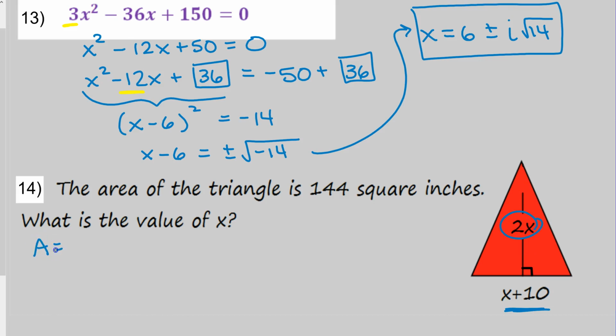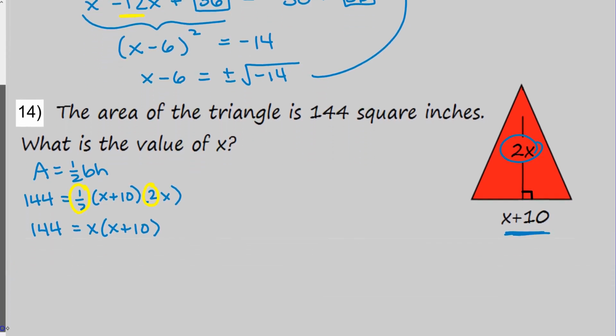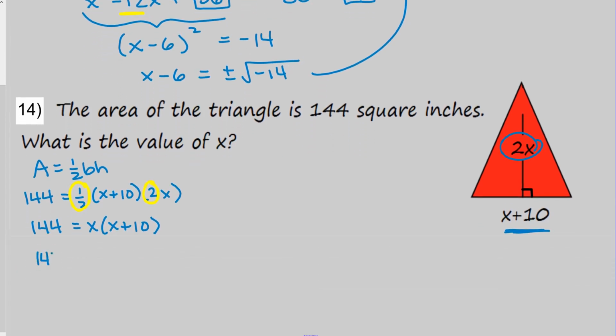So the area, which is 144, is equal to 1/2 times x plus 10 times 2x. Now let's go ahead and simplify, because we can multiply the 1/2 and the 2. And now we have 144 equals x times x plus 10. So this is a quadratic equation. We can distribute the x, and we have 144 equals x squared plus 10x.